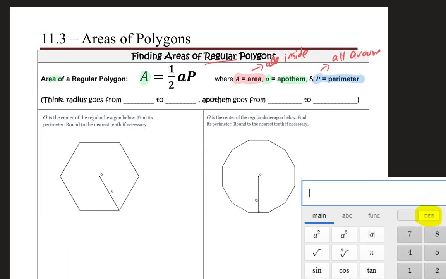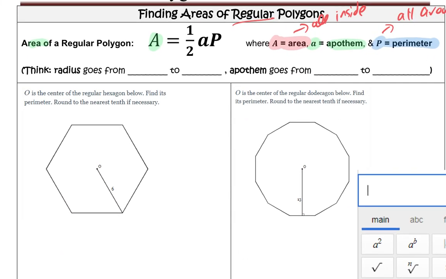So, what did we say we need to remember? The main thing we need to think of is the radius goes from where to where? The radius goes from the center to the circle, right? And then the apothem goes from the center to the side of the polygon. That's the difference between radius and apothem. So keeping that in mind, let's get into some practice.